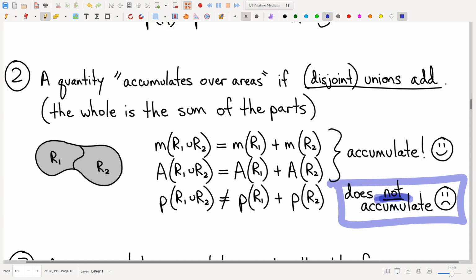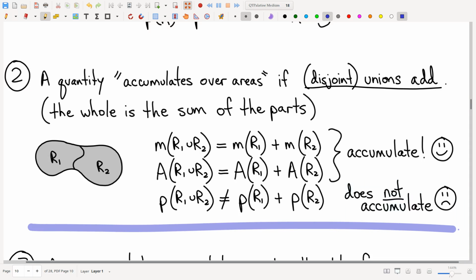Okay. So why would I care about accumulating quantities aside from the fact that integrals work? Oh, I'm sorry. I am out of time. So okay, we will draw the line right here, and I'll tell you why we care about accumulating quantities on Friday.